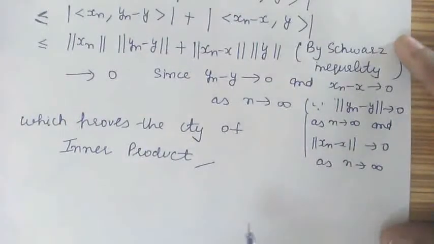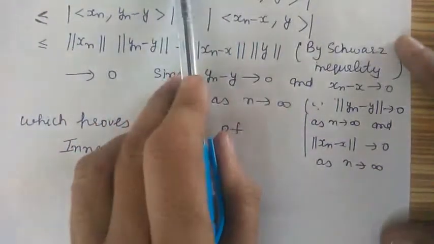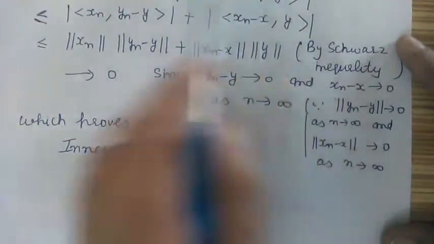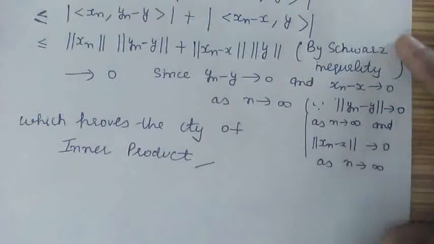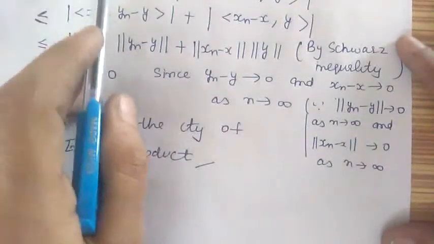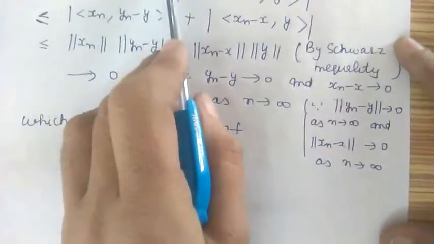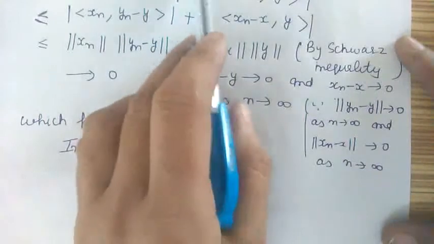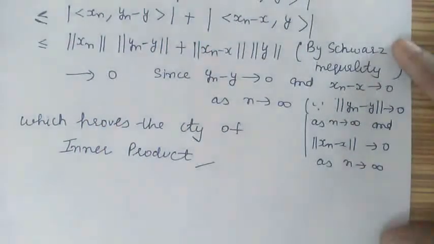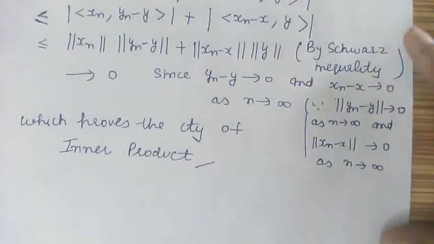Thus we have proved that the modulus of the inner product of xn and yn minus the inner product of x with y approaches 0 as n approaches infinity. Thus the inner product of xn with yn approaches the inner product of x with y. So this proves the continuity of the inner product. So these were some properties of inner product spaces.